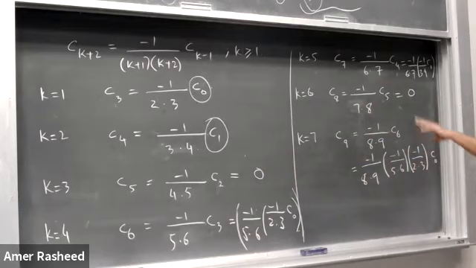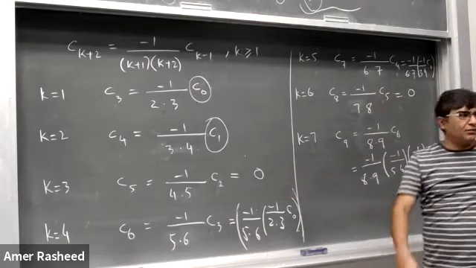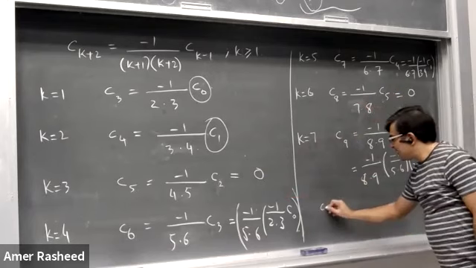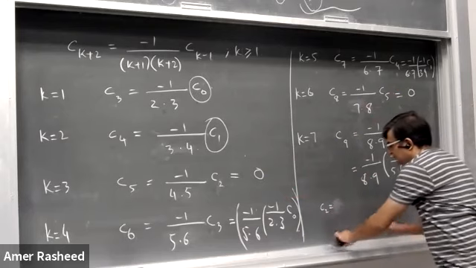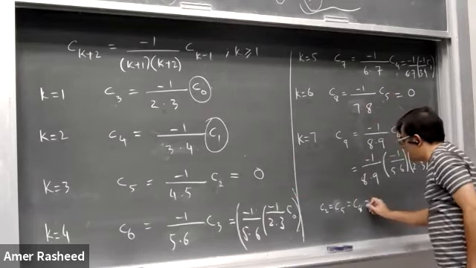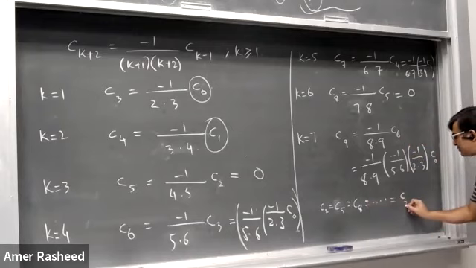Now from this information, what do we get here? That if C2 is 0, then C5 is 0, and then C8 is 0. It means C2, C5, C8, and so on are 0. What we can write here is that C3k+2 is 0.